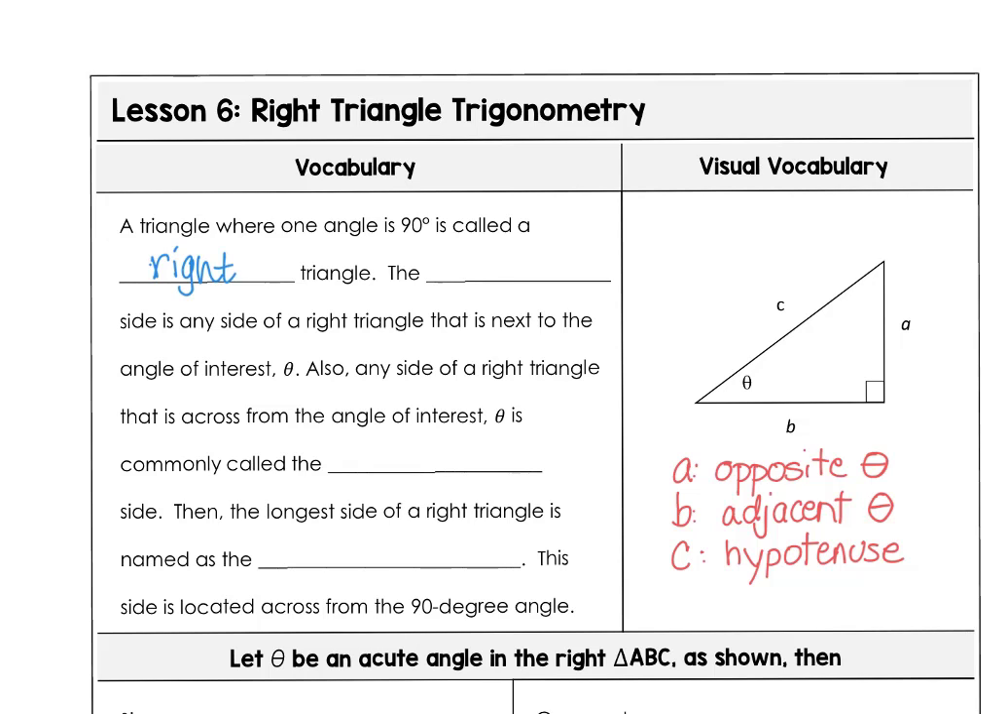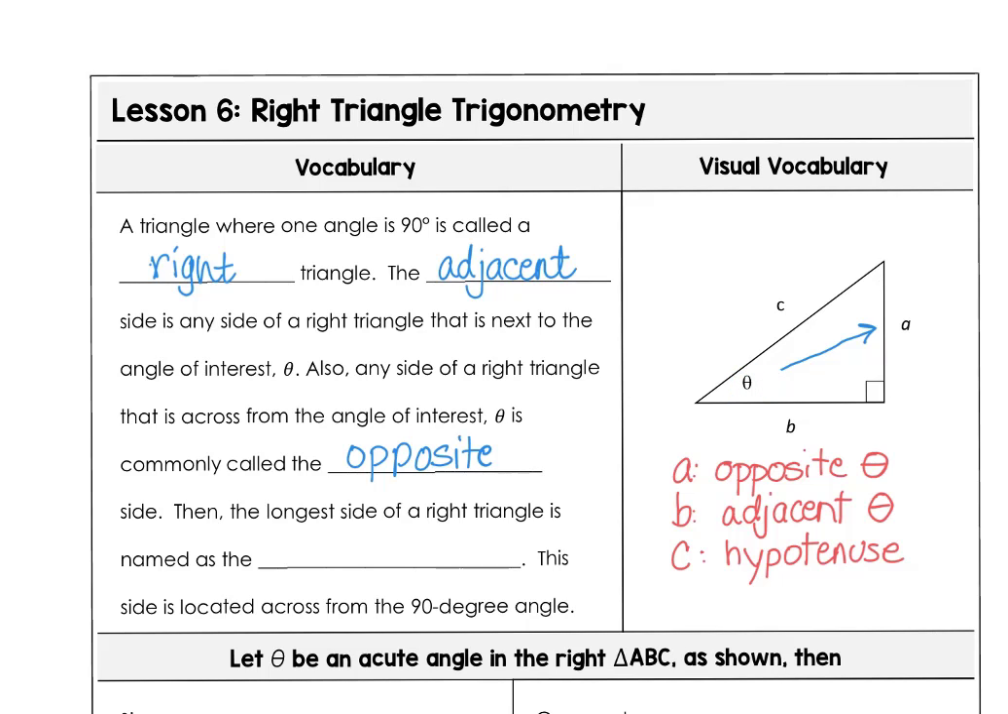The adjacent side is any side of a right triangle that is next to the angle of interest that we're calling theta. In our triangle here at the right, the adjacent side to theta is side B. Also, any side of a right triangle that is across from the angle of interest is commonly called the opposite side. And again, back to our picture, the opposite side here to theta is going to be side A. It's opposite our angle of interest that we're calling theta.